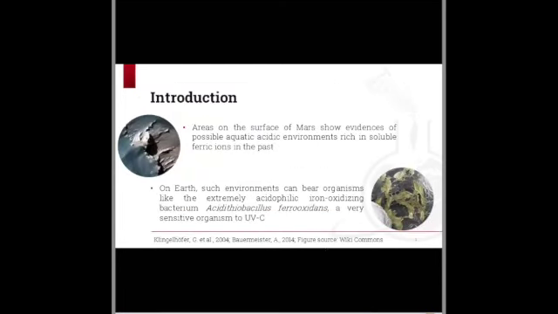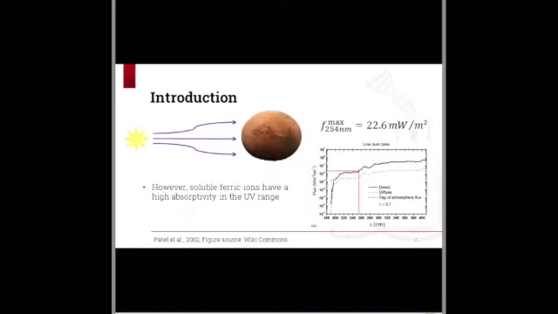Well, areas on the surface of Mars show evidences of possible aquatic acidic environments rich in soluble ferric ions in the past. On Earth, such environments can bear organisms like the extremely acidophilic iron-oxidizing bacterium, Acidithiobacillus ferrooxidans, a very sensitive organism to UVC. It is calculated that the maximum flux of UVC in the 254 nanometer band on Mars would be more or less 22.6 milliwatts per square meter. However, soluble ferric ions have a high absorptivity in the UVC range.